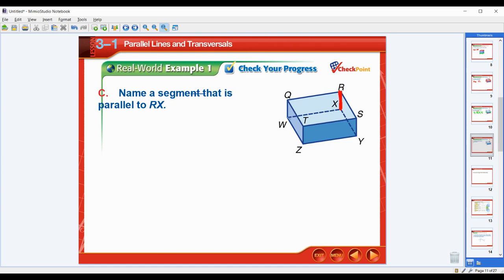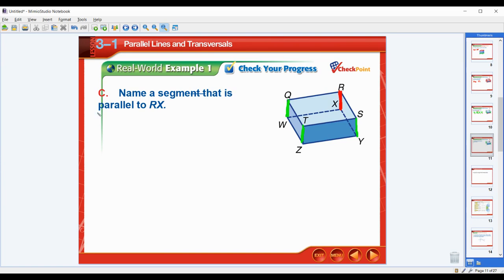If you remember, parallel means they will never intersect and they are coplanar. So we're going to want to choose some coplanar lines here. My first example would be QW. QW is coplanar, as well as SY. So both of these would have worked. You could have also said TZ. TZ would have also worked.